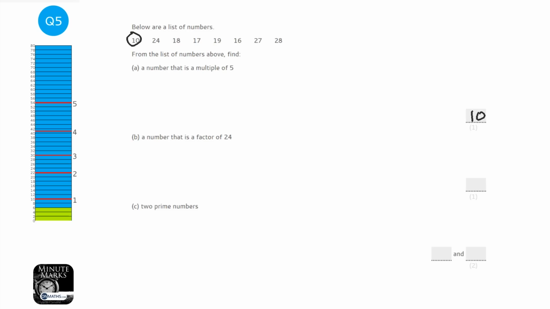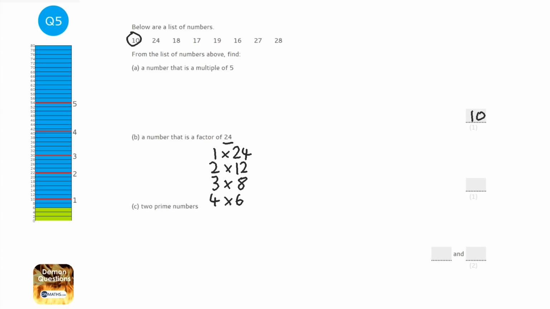Now factors go the other way. A factor of a number means that the number, so 24, is in another number's times table. So 24, and the easiest way to find the factors of 24 is you start off with 1 and 24, because 1 times 24 is 24. Then you go 2 times 12, 3 times 8, 4 times, and you think how many 4s? 6. 5 times, well that doesn't work. 6 times we've already got. So those 8 numbers are the factors of 24.